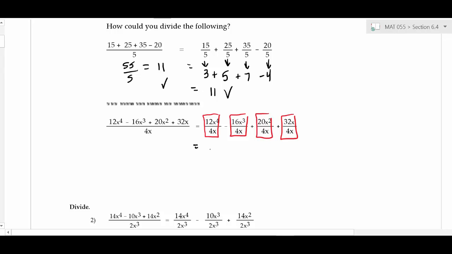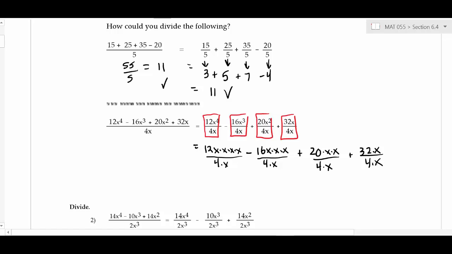So what I'm going to do is write the x to the fourth as x times x times x times x. Sometimes students need to see this a couple of times before they understand how a shortcut works. Then the next one is 16x times x times x over 4 times x. And then the next one is 20x squared, which is x times x, over 4 times x. And then the last one is 32 times x over 4x. All I'm doing by doing that is showing you the shortcut, and I'm going to go over why it works.